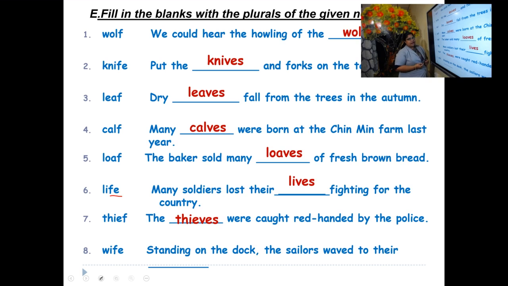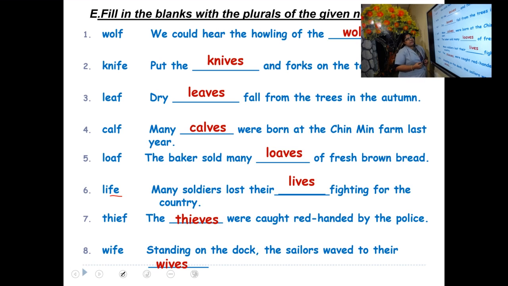And the word is wife here. Wife also you have seen in the picture, the first picture we have seen, right? So this also you want to change. What will you do? Remove F-E and add V-E-S. So what's the answer? Wife, right? Look at the sentence. Standing on the dock, the sailor waved to their dash. What's the answer you are going to write? Yes, wives, and the spelling is W-I-V-E-S.